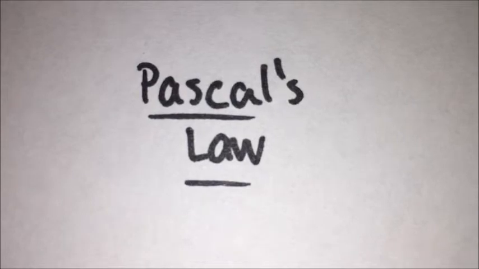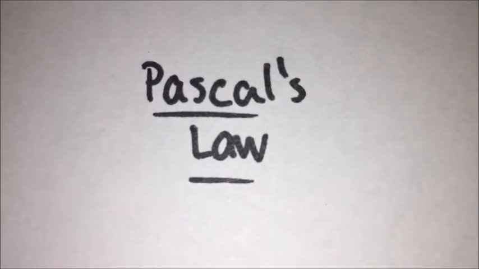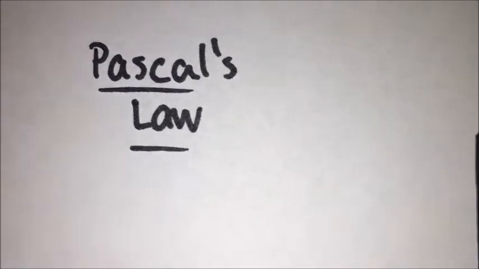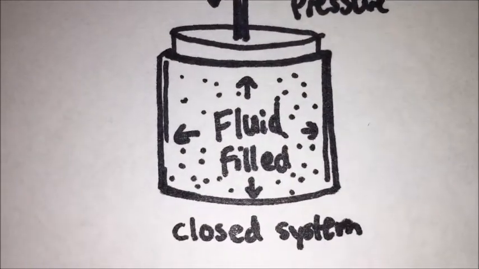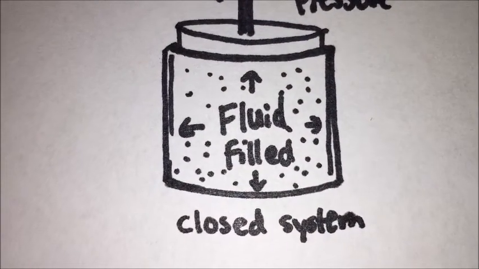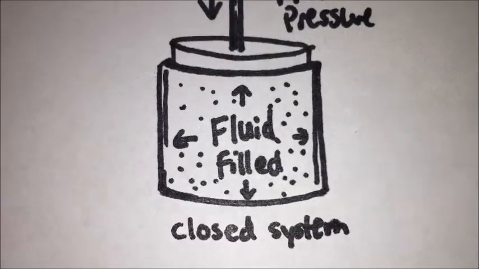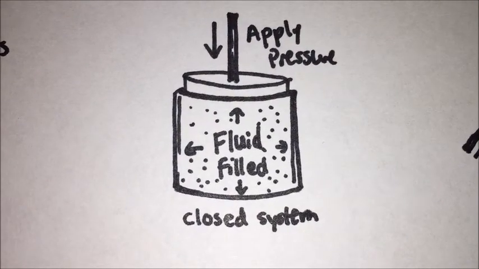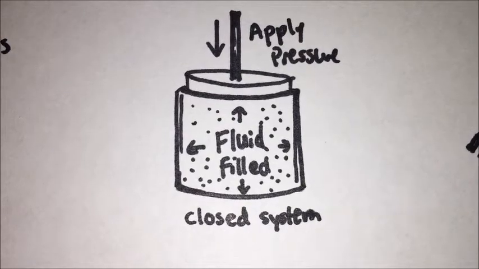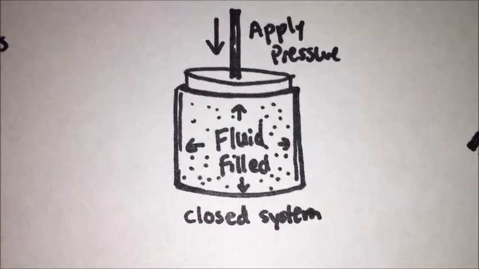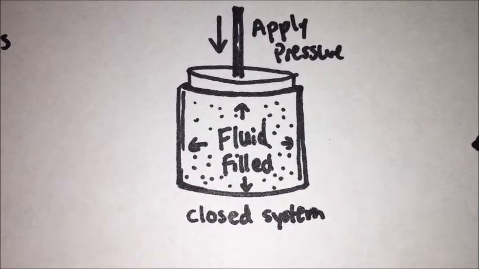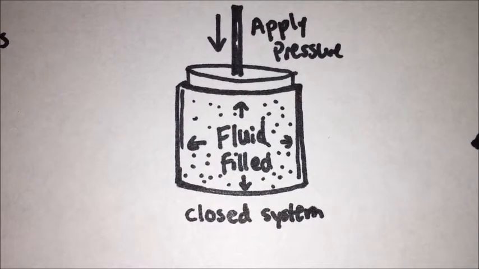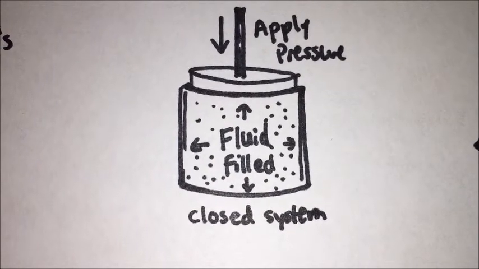The last thing we're going to learn is Pascal's law. Now it talks about having a container that is fluid filled and it's closed, meaning there's no open holes, there's no exit. Now if we apply a pressure to one side of that closed fluid filled area, pressure is exerted equally on all sides. If you take a look at the jar, there's an up arrow, down arrow, left, right. There's pressure all around in equal amounts.